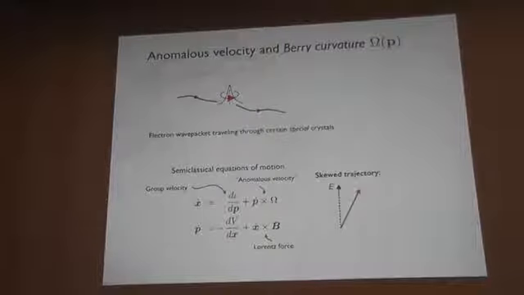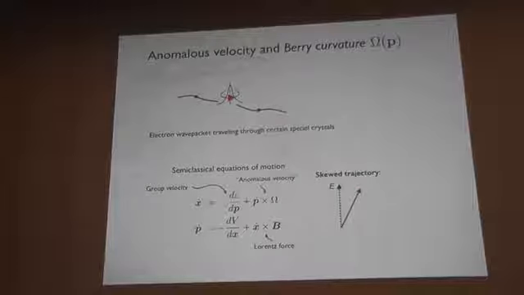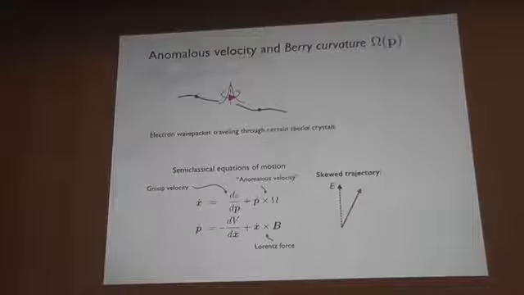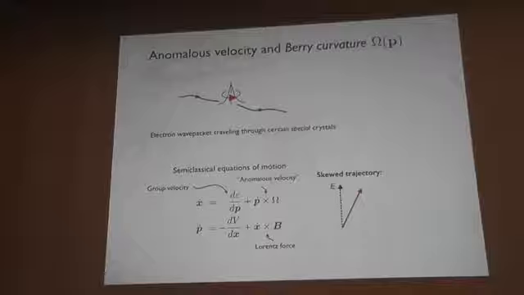Okay. Mind you, it's really nice now that these semi-classical equations of motion are kind of symmetric. So you can think of the Lorentz force and the anomalous velocity. You can see there's a duality between omega, which is my Berry curvature, and B, which is my magnetic field. I've just interchanged x and p. B is the magnetic field in real space, and omega is in momentum space, which we'll talk about in just a bit.